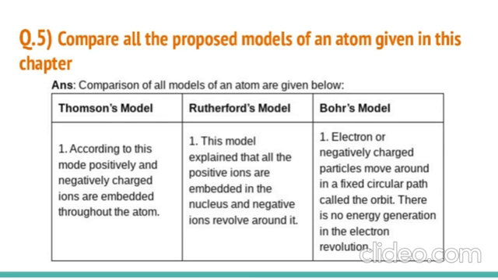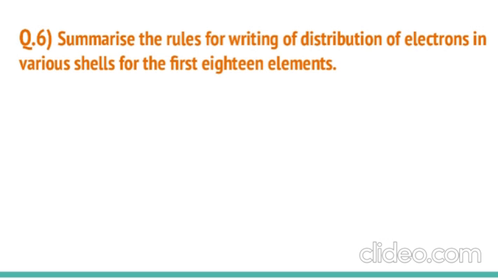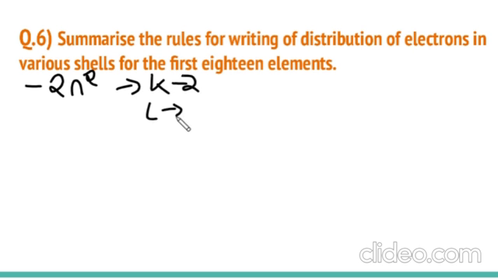Here is the entire table. Next is, summarize the rules for writing the distribution of electrons in the various shells for the first 18 elements. If you look in your NCERT textbook, they have mentioned all the electronic configurations. Now what we have to do is write the rules. The first rule is given by the formula 2n square. In one shell, how many electrons will be there? It's given by 2n square. For the first orbit, K, there will be only 2. Then for the L orbit there will be 8.